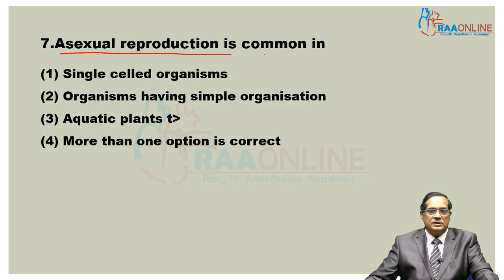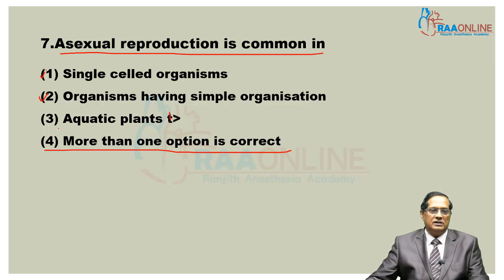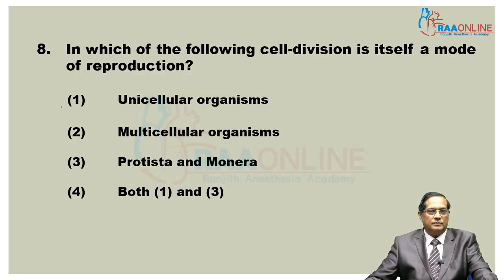Asexual reproduction is common in single-celled organisms, right? Some multi-celled organisms, this is also right. Aquatic plants, it can be seen, not compulsion. So that's why my answer is more than one option.